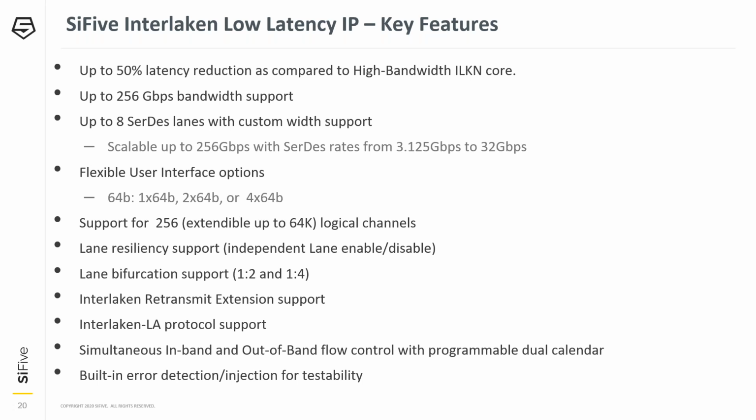However, the max bandwidth supported is 256 gig and a max of 8 SerDes lanes with a rate of up to 32 gig max. Because we are supporting only a max SerDes rate of 32 gigs, FEC support is also not required. The number of logical channels is unchanged as compared to the high bandwidth version. Similarly, all other features are supported, like lane residency, lane bifurcation, retransmit, and look aside. And of course, in-band flow control and out-of-band flow control, along with error injection and detection capabilities, are supported in this version of the IP as well.